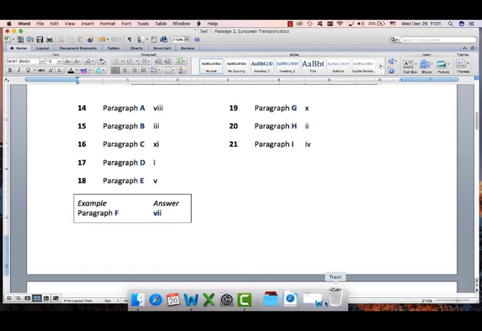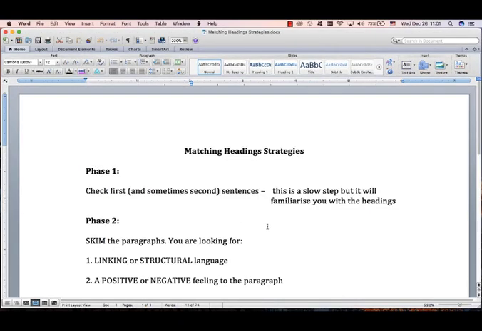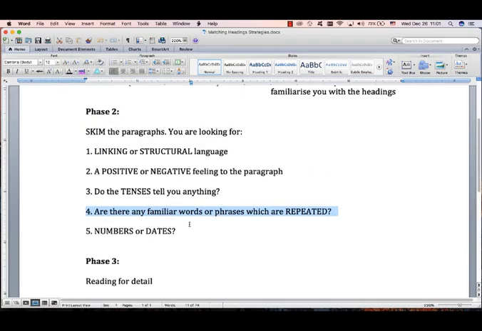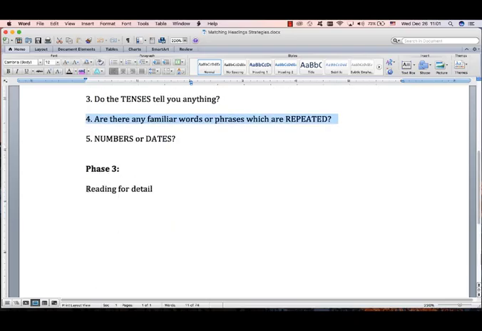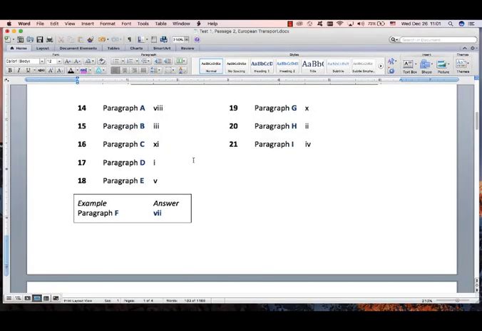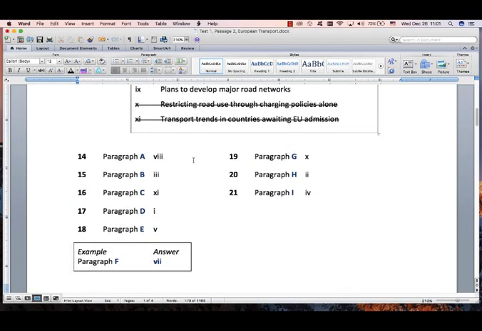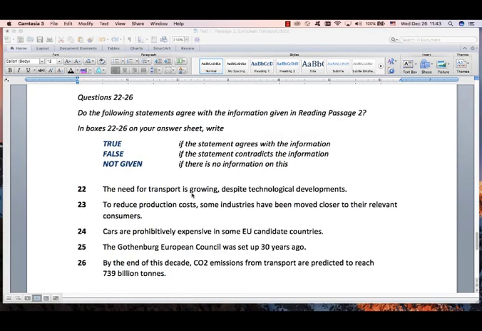Following the 3-phase process, trying to do the first easy ones first from the first sentences, seeing if anything jumps out at us from these things, and then tackling the difficult ones in detail. You should be able to improve your matching heading score. Right, let's move on to the yes, no, not given. All right, let's quickly do these.